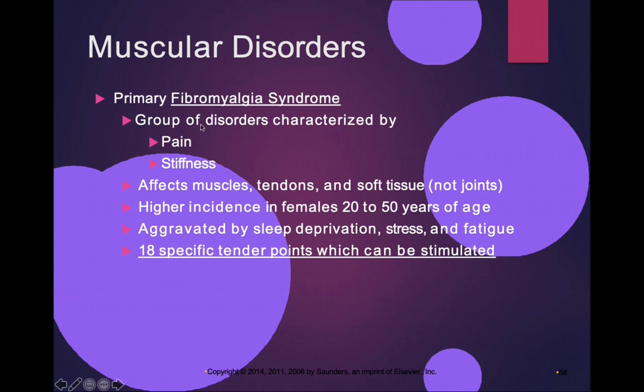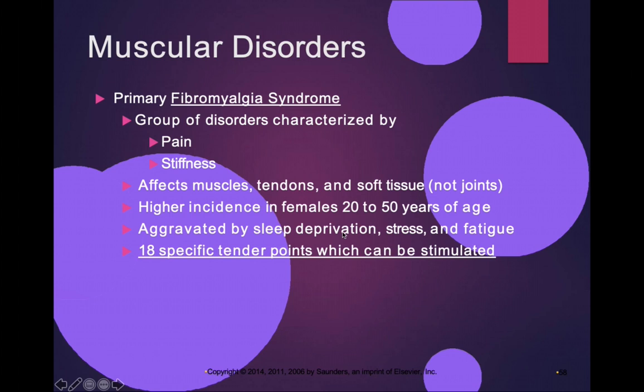Fibromyalgia. This is a group of disorders that's characterized by pain and stiffness. It affects so many different muscles and tendons and soft tissue. It's not a joint problem. It's fibrous, fibro, and myo. Myo is muscle, and algia, whenever you see algia, it means pain. If it's neuralgia, it's nerve pain. Myalgia is muscle pain. Arthralgia would be joint pain.